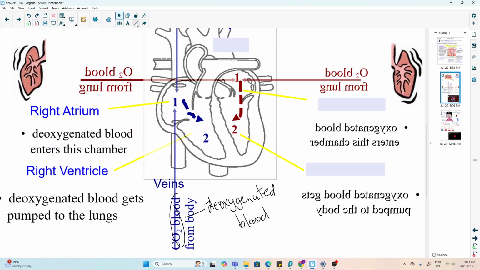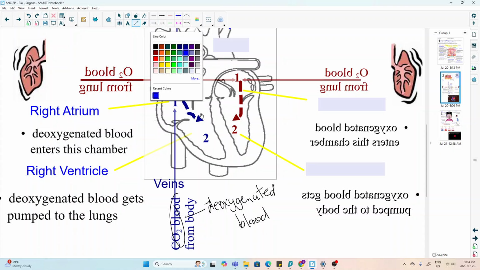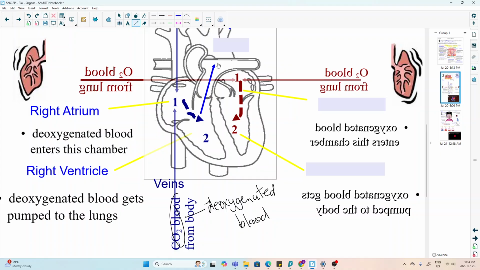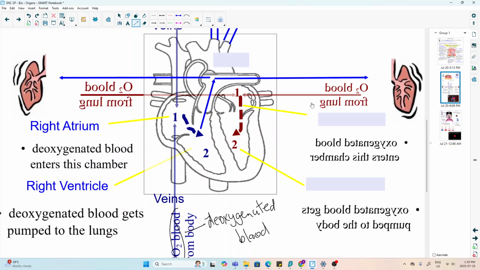I'm going to draw some arrows just to show you. I'll make this one blue so it matches. What happens is it goes up here and out two different blood vessels to the lungs. That's the direction. So it pumps blood to the lungs. Those are some arteries that pump blood to the lungs.